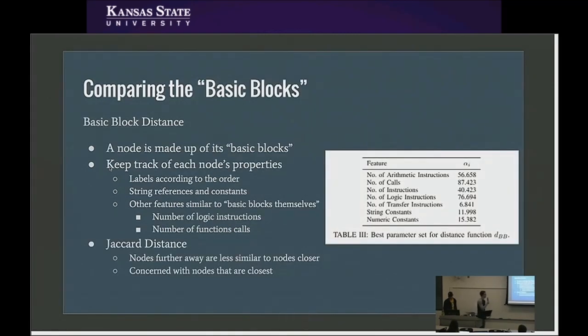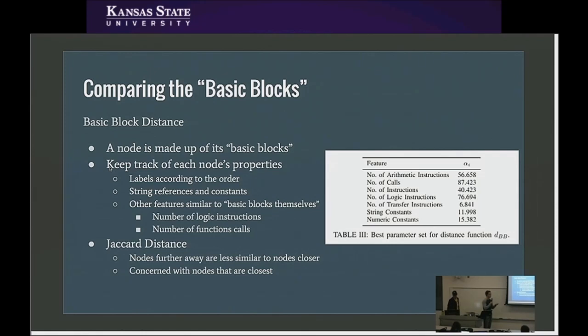So the way that they compared these basic blocks was just doing a simple distance. I say distance, it was kind of complicated, to be honest. And so they introduced a concept of a node, which is made up of basic blocks. And you want to keep track of each node's properties. So like, there's labels that the compiler uses in the bytecode, and that's what disassemblers can use as well. They also keep track of strings and constants and other features, such as the number of logic instructions.